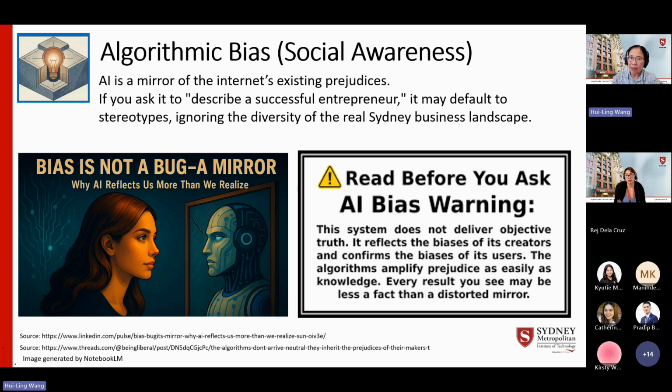What does this mean here? AI is biased. It has a personality that tries to please you. It wants to make you happy, and actually it is a mirror of who you are. Here it says AI is a mirror of the internet's existing prejudice. So if you ask it to describe a successful entrepreneur, it may default to a stereotype and ignore the diversity of the real business landscape.